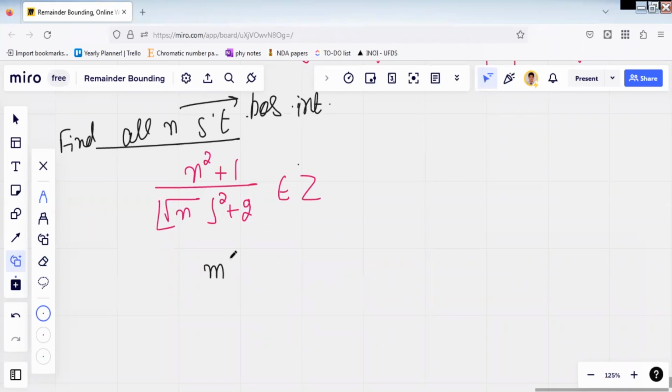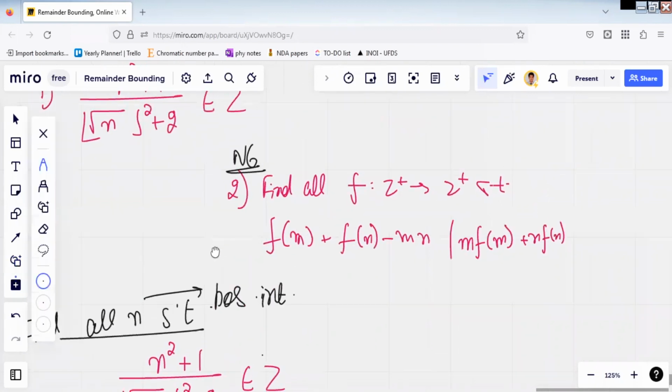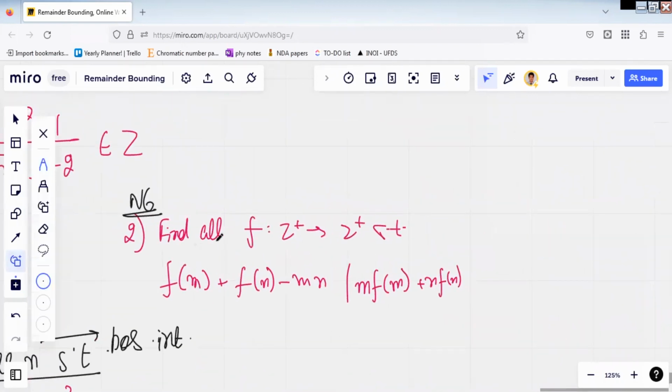Oh, you have done this one. I'll give you another problem. Do that. Do not comment on this one. Do this problem, Rahul. Just note it down. Find all functions from positive integers to positive integers such that f of n plus f of n.